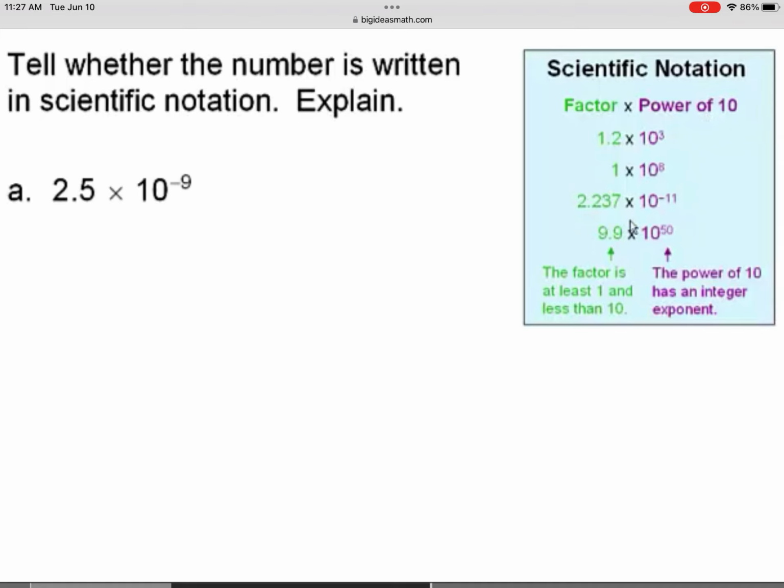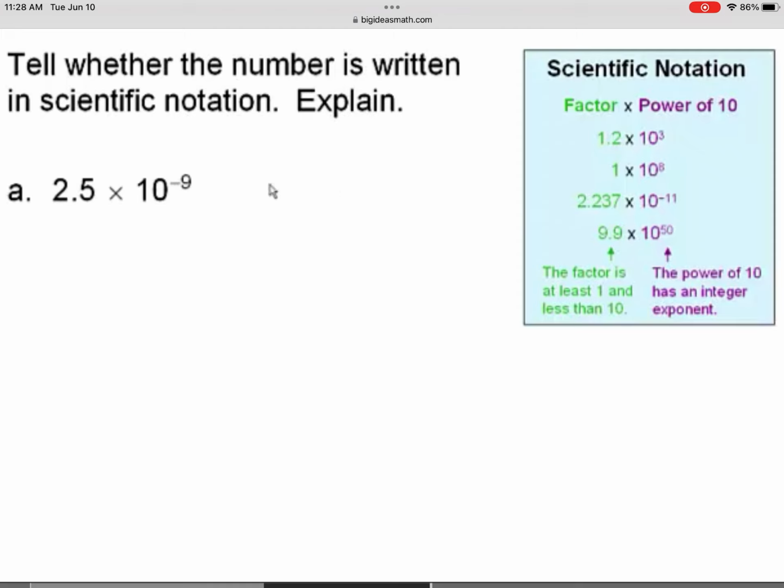But not every number written as a factor times the power of 10 will be in scientific notation. There's two more conditions that they have to meet. First, the factor needs to be at least 1 and less than 10, and notice all these factors are at least 1 and less than 10. And then the power of 10 needs to have an integer exponent, and notice each of these has an integer exponent. So these are all examples of numbers written in scientific notation.